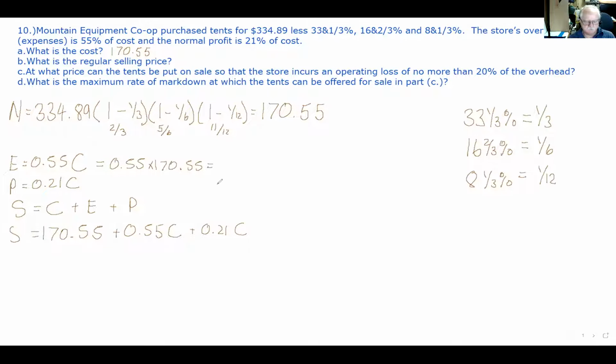93.80. And here we've got 0.21 times 170.55. And I'm getting 35.82.